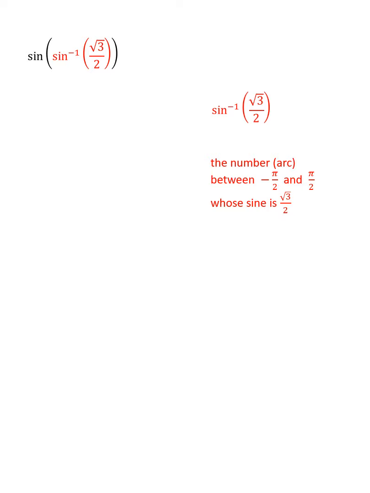And from some sort of memory, or maybe not total memory, but from some process, however you've conceptualized the unit circle, you should know that this is pi over 3, because the sine of pi over 3 is radical 3 over 2, and pi over 3 is between negative pi over 2 and pi over 2. Again, there's sort of an element of guess and check there, and everybody thinks of the unit circle differently. The point is, however you do that, we now have done the inner function here. We found the value of the inverse sine.